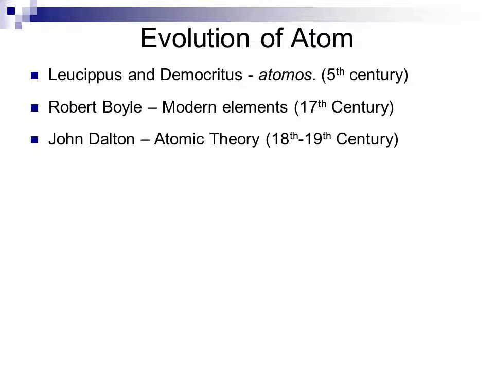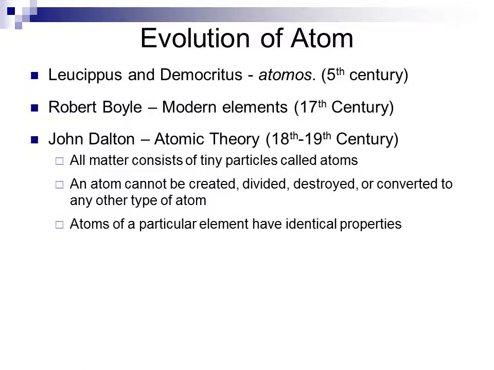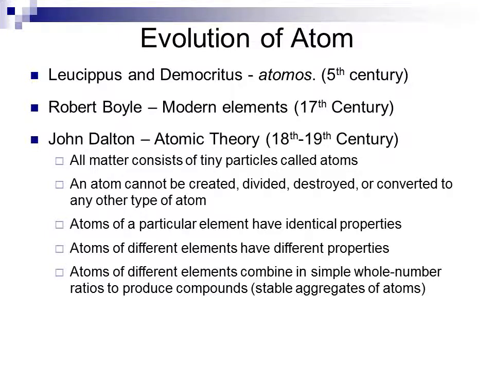This is the idea, a 6-point idea or 6-tenet idea, that all matter consists of tiny particles called atoms. And these atoms cannot be created, divided, destroyed, or converted into other types of atoms. Atoms of a particular element have the same properties. They are completely identical. Atoms of different elements are different in their properties.